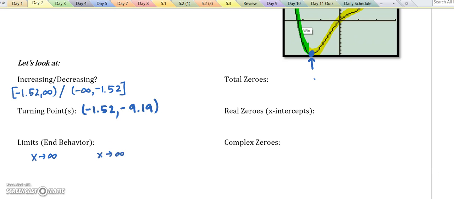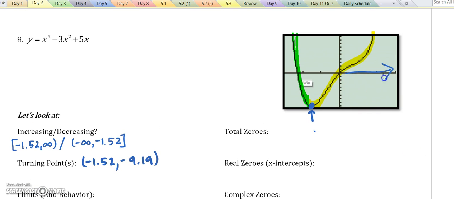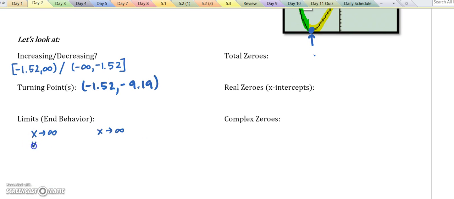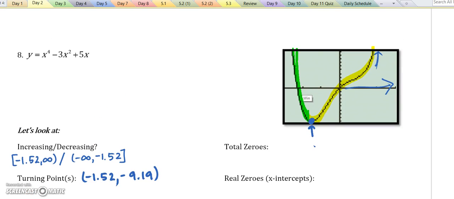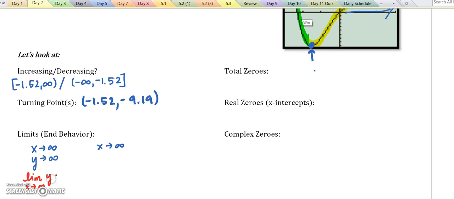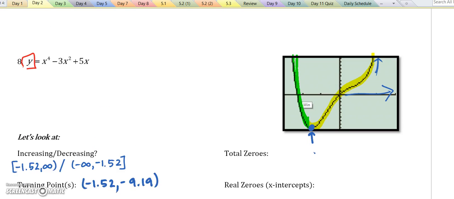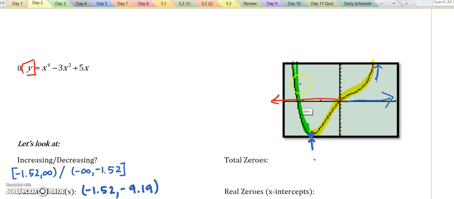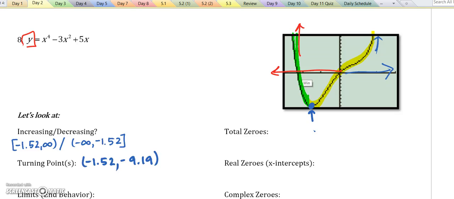What's occurring? Well, if I look at my graph, as x goes out to infinity, it looks like my y's are going up. So as x goes to infinity, y also goes to infinity. My new notation for that is going to be using limits. So the limit as x approaches infinity of this graph, y, as x approaches infinity, y also approaches infinity. Here again, as x approaches negative infinity, my y's also approach positive infinity.